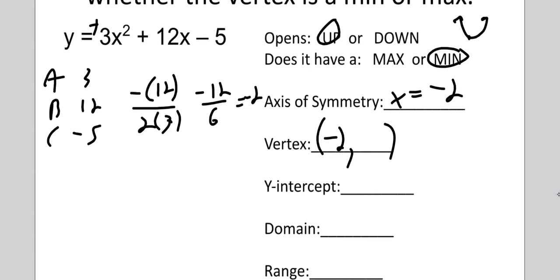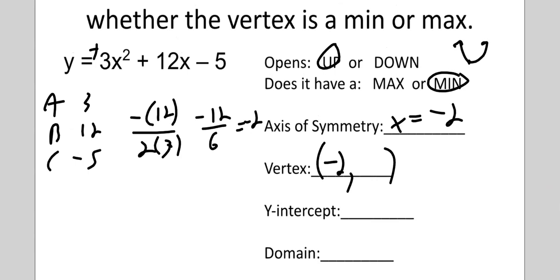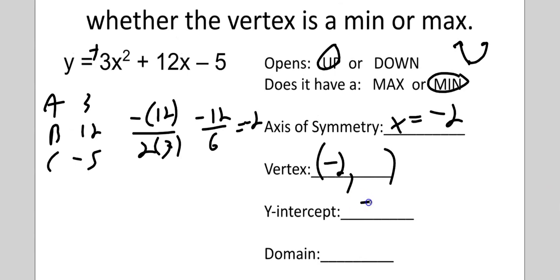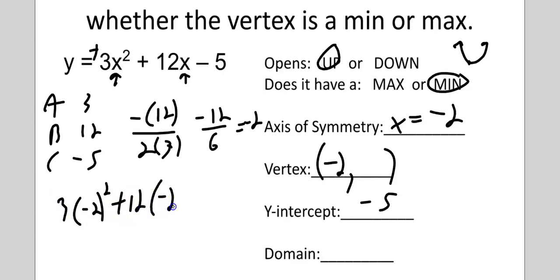Now, the y-intercept. Remember how we said we were not going to worry about c? The y-intercept is c when it's in standard form. Now, to find the rest of the vertex, we have two choices. We can plug that -2 back into this equation right here and crunch the numbers. So 3 times -2 squared plus 12 times -2 minus 5.